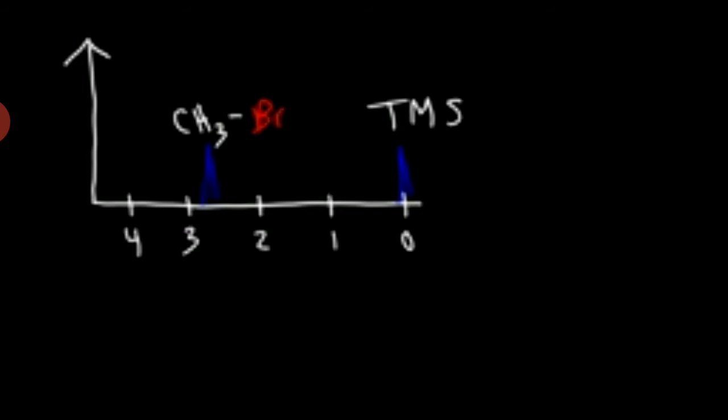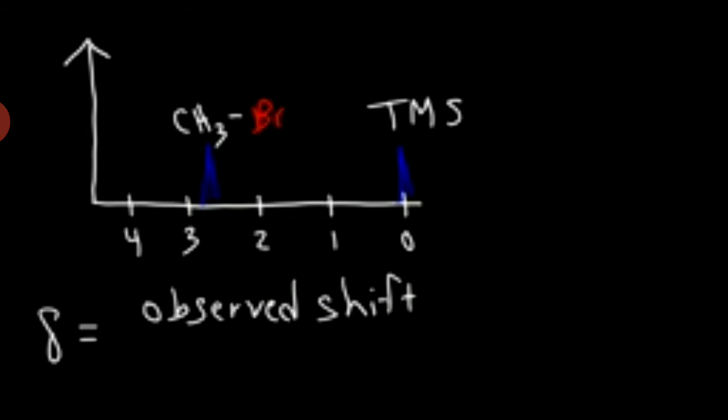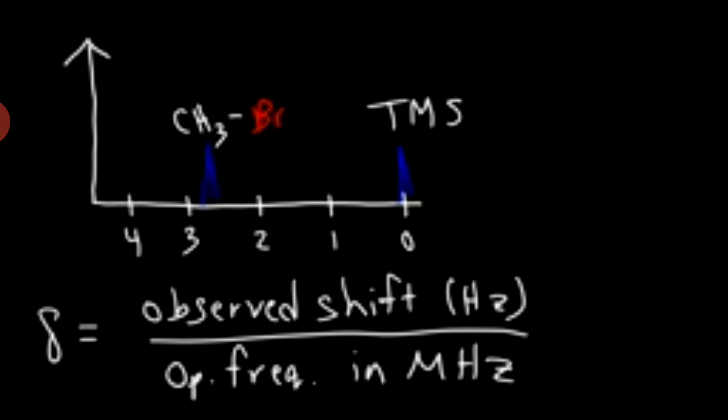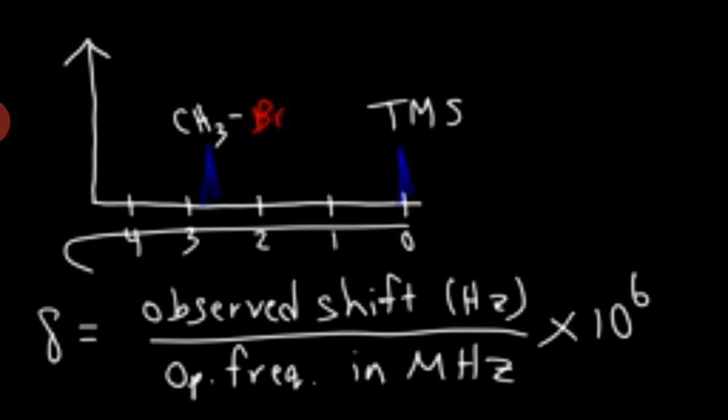So let us continue with this next session. So what is a chemical shift? It's a shift of NMR signal with respect to TMS. It is represented by delta, and the formula is the observed chemical shift in hertz divided by operating frequency in megahertz multiplied by 10 raised to 6. So this is the formula to calculate the chemical shift for any compound.